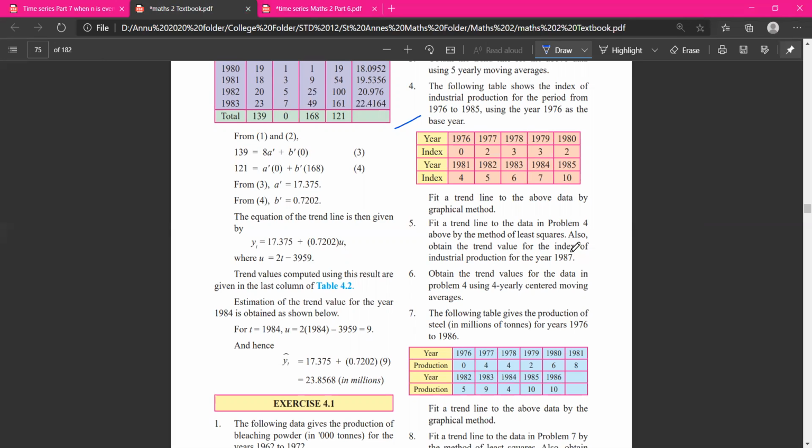Also obtain the trend value for the index of industrial production for the year 1987. So as you can see, they have given us 10 values over here, and also they are asking us to predict the industrial production for the year 1987 as well. So first we'll find the trend line equation by least square method.